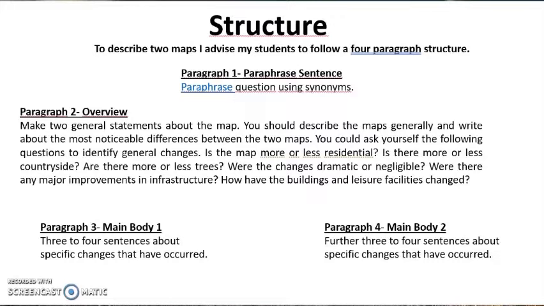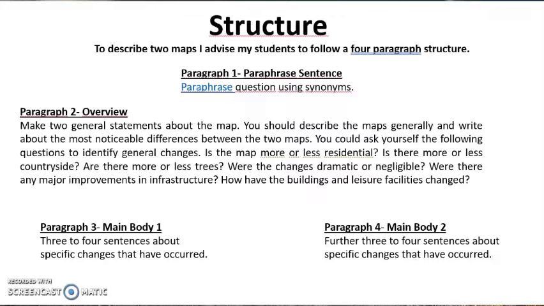You could also ask yourself the following questions to identify general changes. For example, is the map more or less residential? Is there more or less countryside? Are there more or less trees? Were the changes dramatic or negligible? Were there any major improvements in infrastructure? How have the buildings and leisure facilities changed? How to talk about these things, the vocabulary and grammar, I'm going to tell you in the further slides.